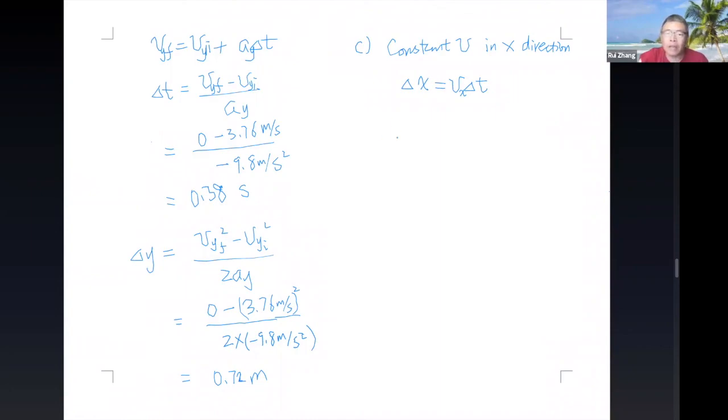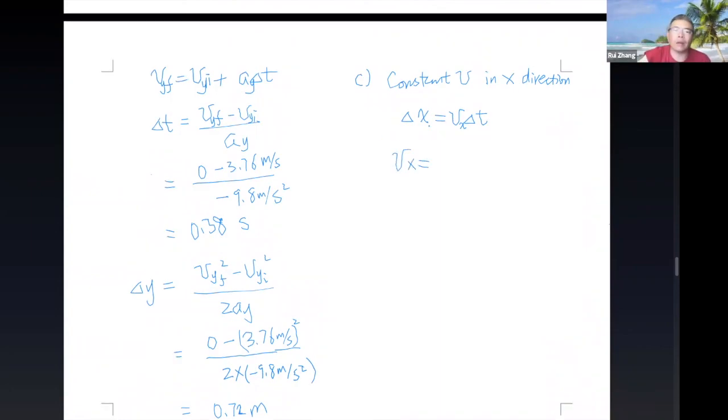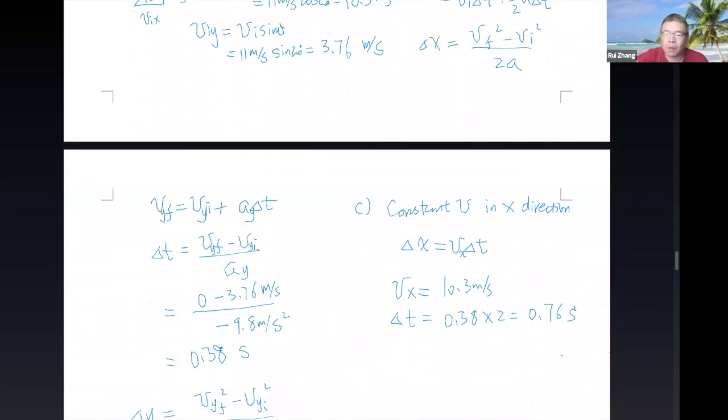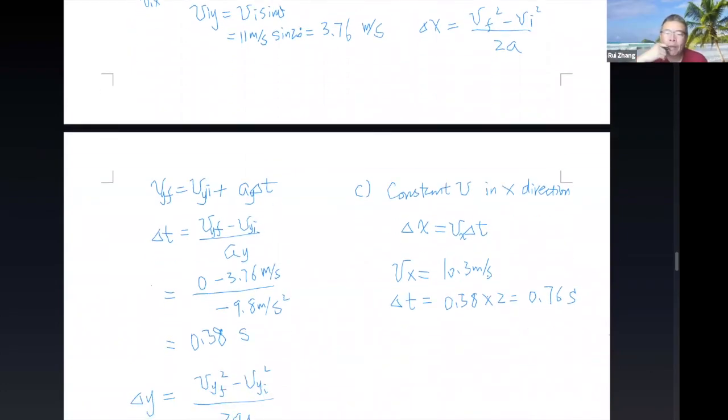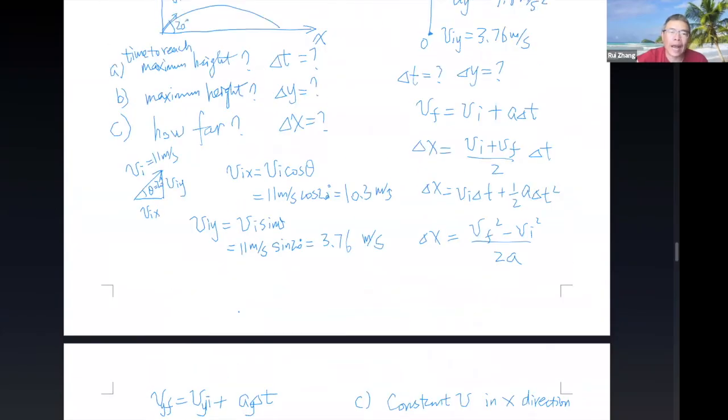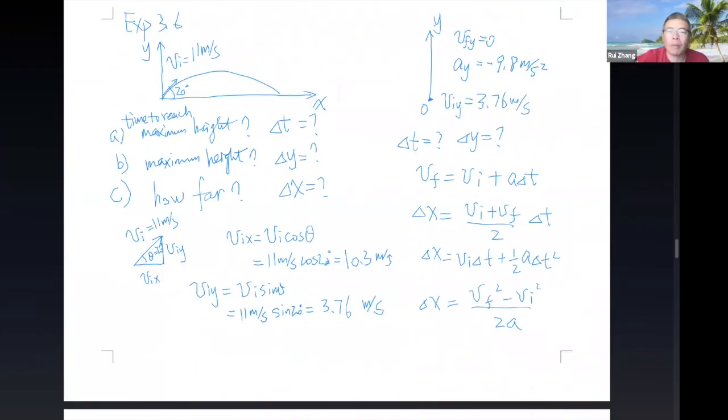So basically Vx equals, as we explained, 10.3 meter per second, and then delta t equals 0.38 second. Oh, sorry, times 2. So that's 0.76 second. So we have these two, and then we can just plug them in. Now, if you want, you can double check this delta t. You can actually calculate the time it takes to go from here all the way back here. It's just one dimensional, using the y direction.